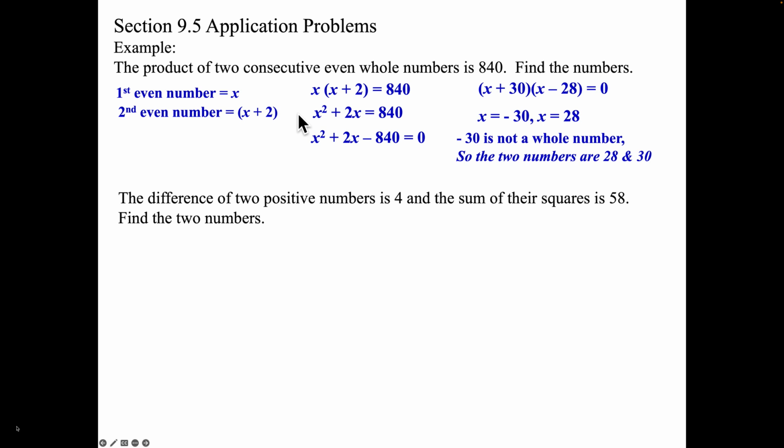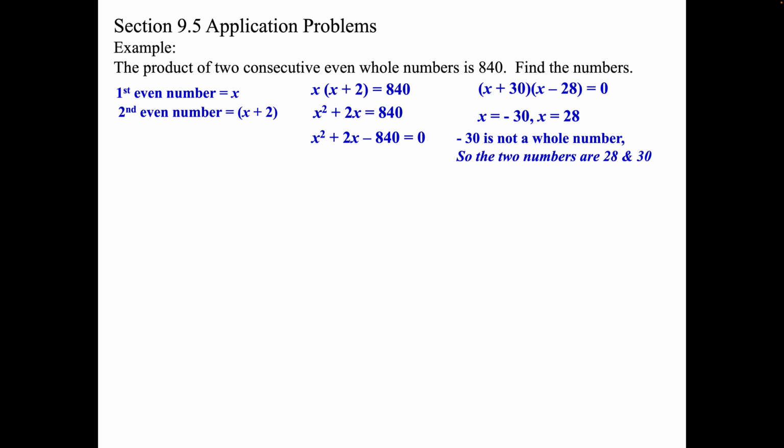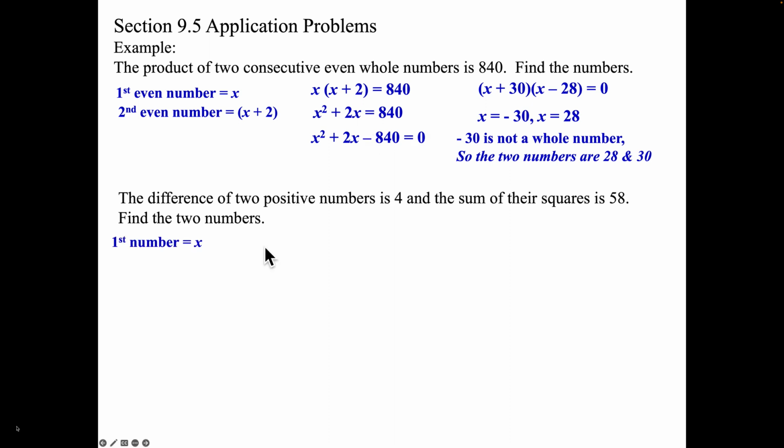All right, the difference of two positive numbers is 4, and the sum of their squares is 58. Find the two numbers. Okay, so the first number is going to be called x. Now here they didn't say anything about being consecutive, so I don't add anything to it. So I know nothing about my second number, so I'm going to call it y. I don't like to have to bring in two different variables, but sometimes we have to.